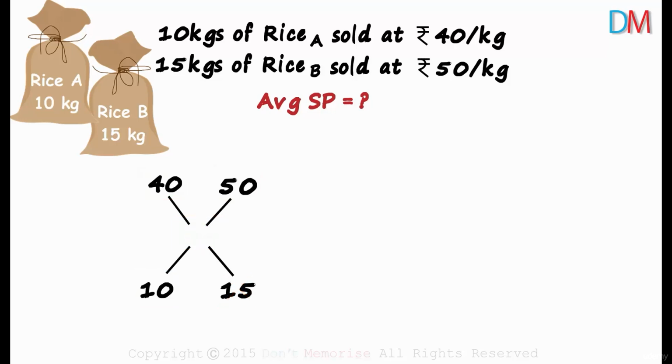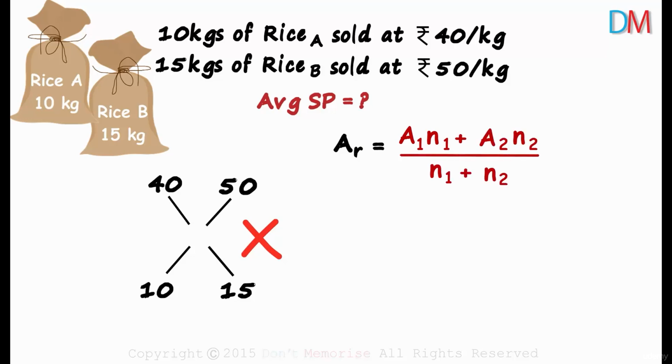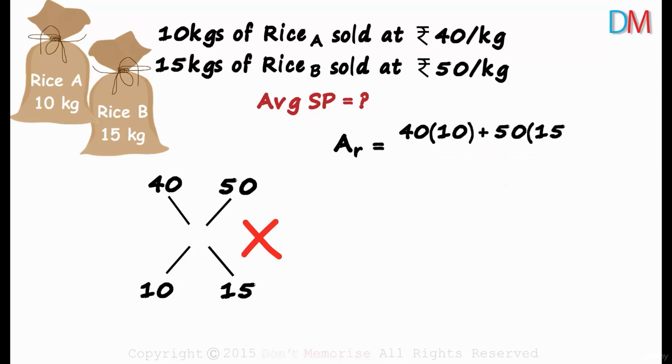I repeat, this is the most important thing in alligation. This is a ratio. This will not give us the actual weights. But here, 10 and 15 are the actual weights. The ratio can be anything. It can be 2 to 3 or 4 to 6 or 6 to 9. We can't guess. And that is why it is difficult to find AR here. Whenever AR is asked, we should avoid using alligation. So let's use the weighted average formula. It equals A1N1 plus A2N2 divided by N1 plus N2. Applying that formula will give us this.